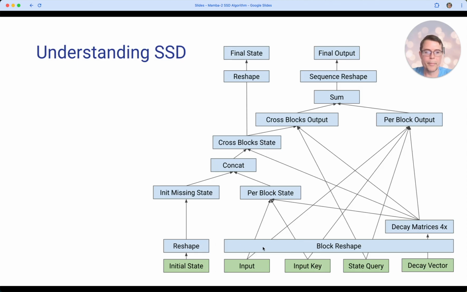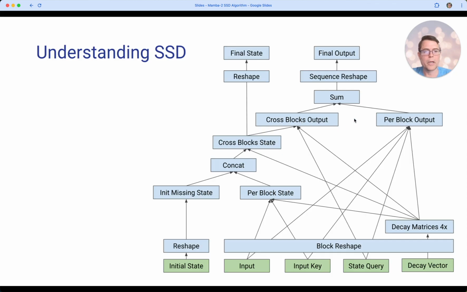You start out by reshaping, so you're moving from a long sequence to blocks of input, because we'll process block by block. That's where we get a big speedup in Mamba-2. We calculate our decay matrices. That uses the segsum algorithm that we just looked at. And then the core of the algorithm is we're calculating the output on a per-block basis, and we'll go into this more, but we're also calculating the output across blocks.